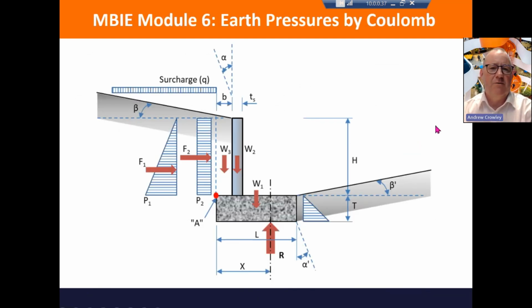A slightly more complicated one, because things are not always as simple as shown in the Rankine formula. We've got some earth pressure parameters provided by Coulomb. So the slope of the ground behind the wall can be represented by beta, the slope of the ground in front of the wall by beta dash. And even the wall itself can be sloped by an angle alpha. So this makes life a lot more complicated.